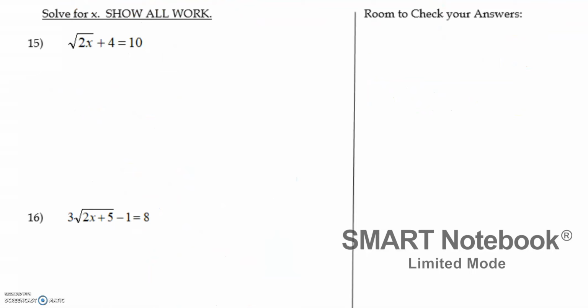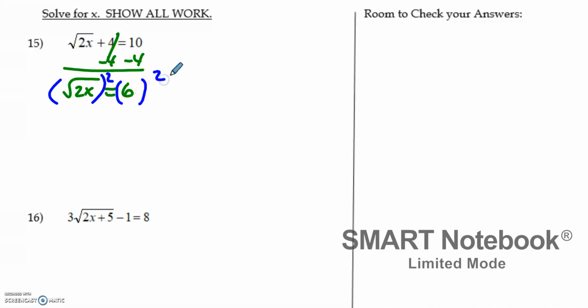Moving on to radical equations. My goal is to get the square root alone first, if possible. So I'm going to subtract the 4. Square root of 2x equals 6. I want to divide by 2, but I cannot because the radical's in the way. So let's get rid of it by squaring both sides.